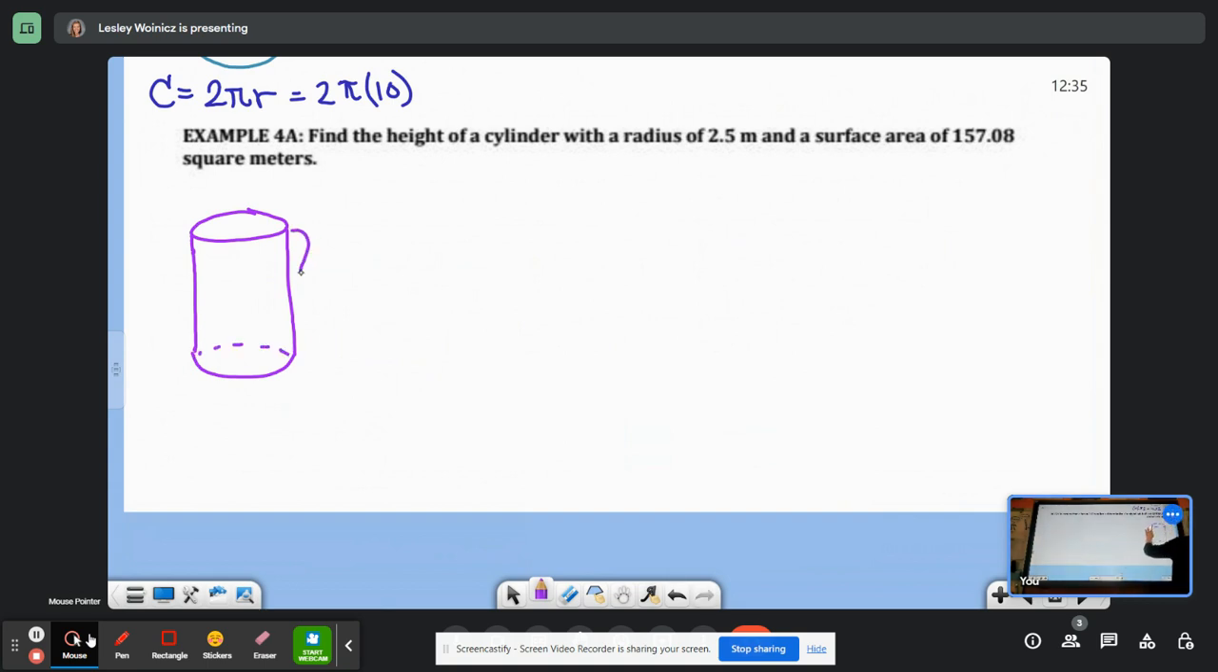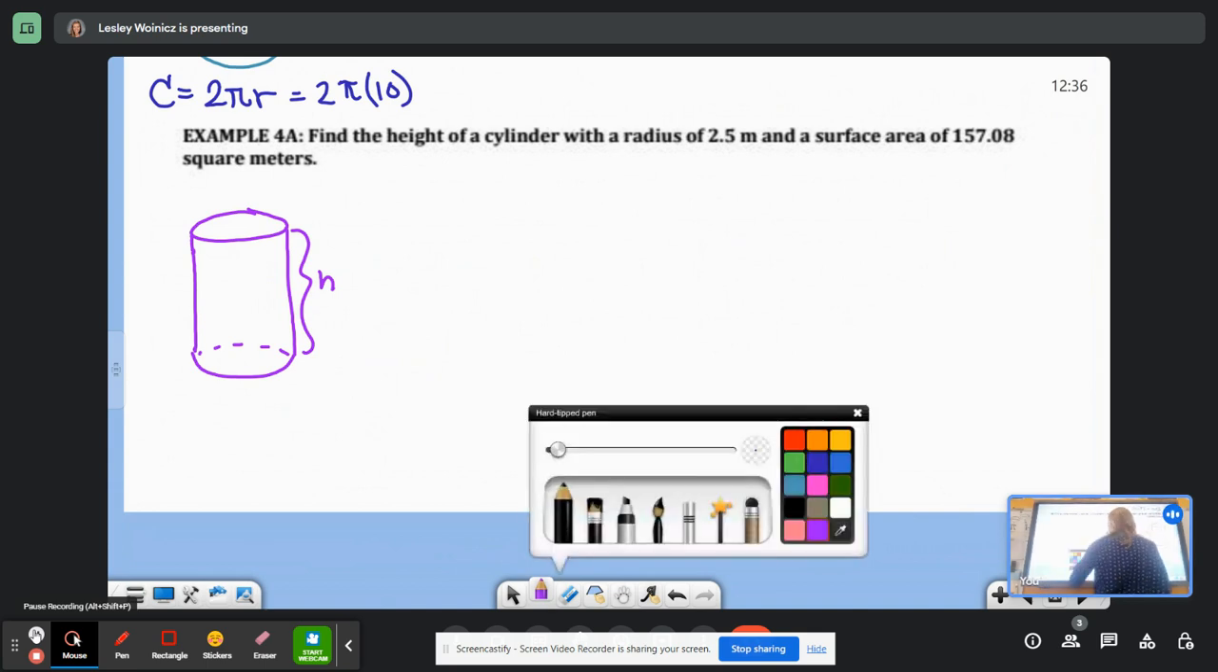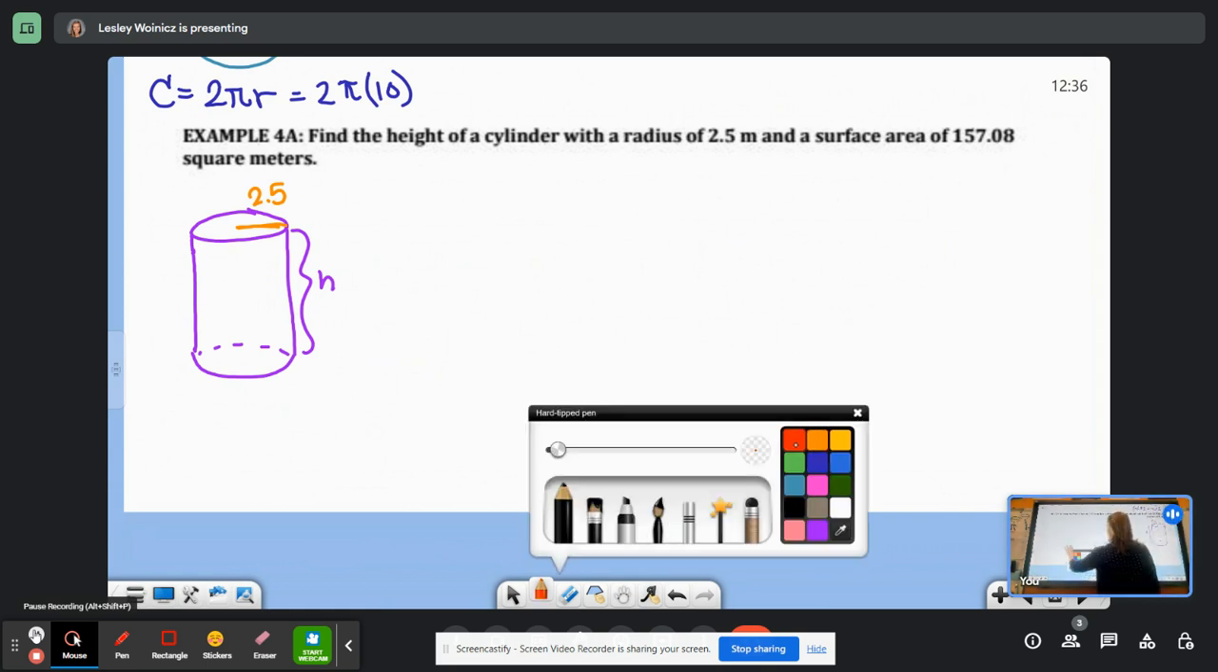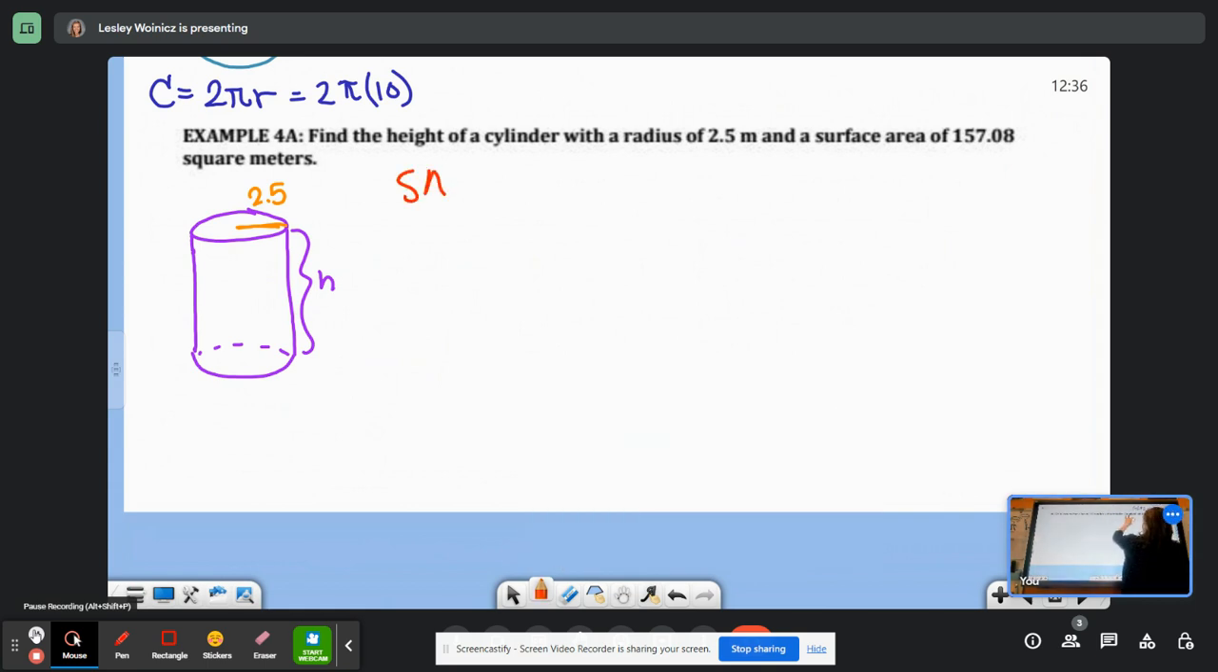Okay, so we don't know the height. And we know that the radius is 2.5. And we know that the total surface area is 157.08. Okay, so let's think about how we would find all of the stuff that would add up to that.